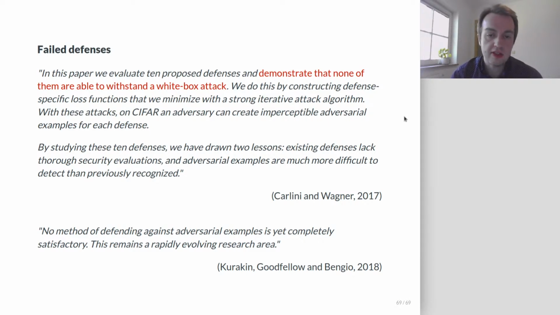"By studying these 10 defenses, we have drawn 2 lessons. First, existing defenses lack thorough security evaluations, and adversarial examples are actually much more difficult to detect than previously recognized." So they are basically saying that, okay, we still don't know how to solve this problem. We don't have the perfect solution, or even a good enough solution yet. And in another paper, some other authors are saying no method of defending against adversarial examples is yet completely satisfactory. This remains a rapidly evolving research area.